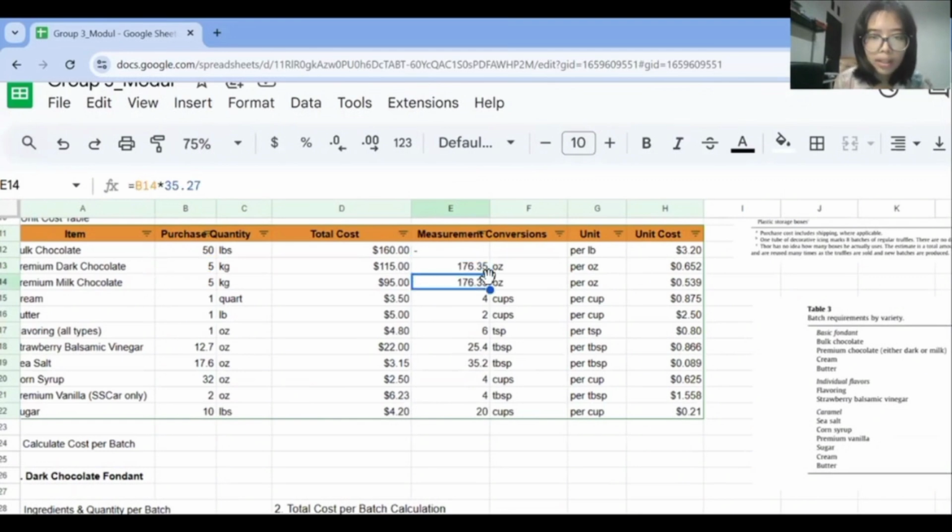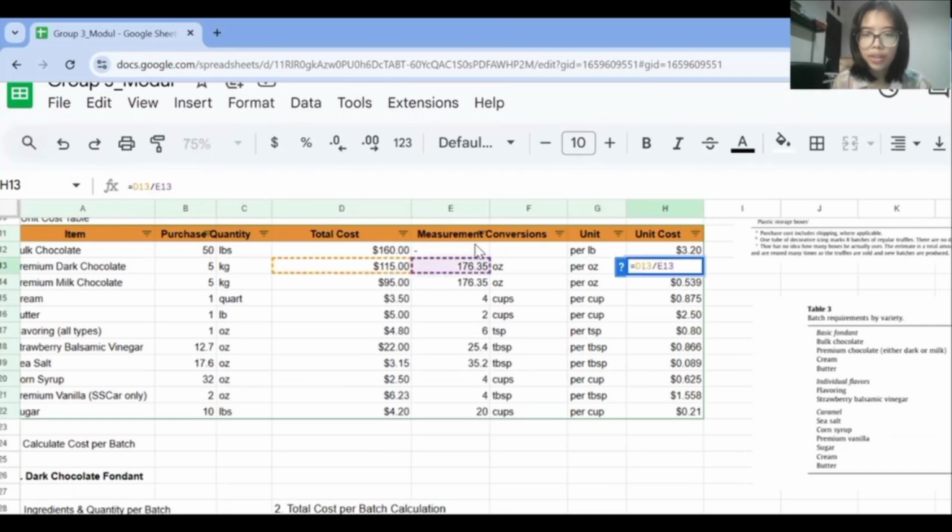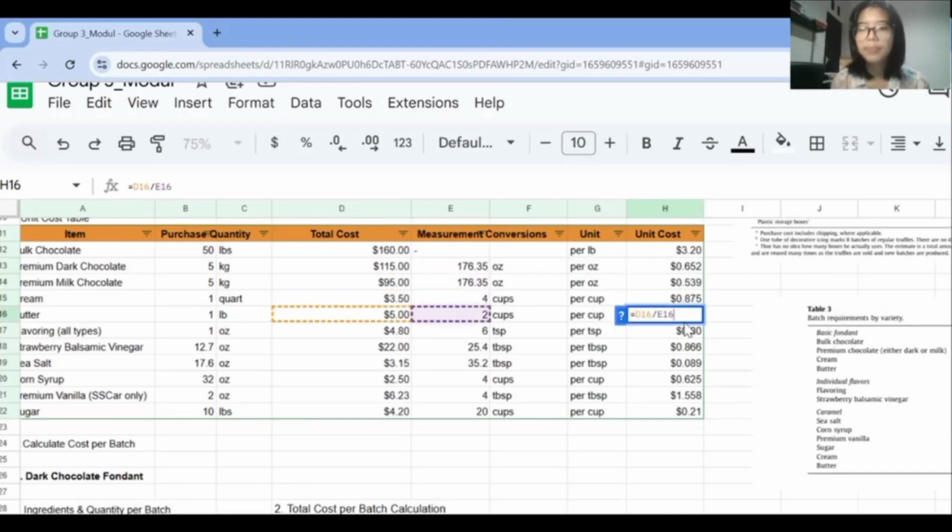So if we have 5 kilograms, we need to multiply it by 35.27 ounces. So we get 176.35 ounces. And for the unit cost, you need to divide the total cost by the measurement conversion, not the purchase quantity, because we want the unit cost per ounce, like that. It is the same for all of these.